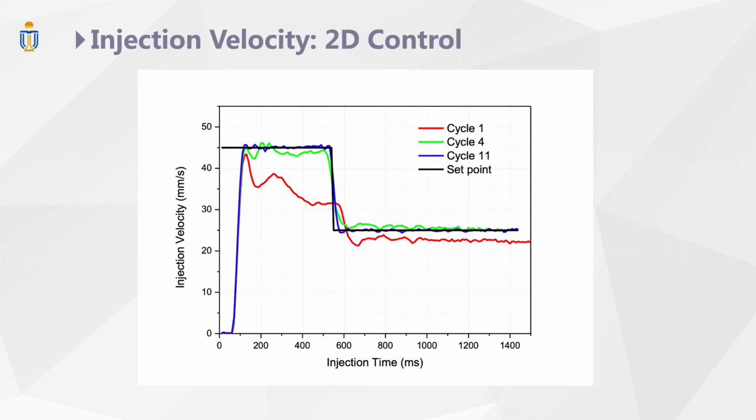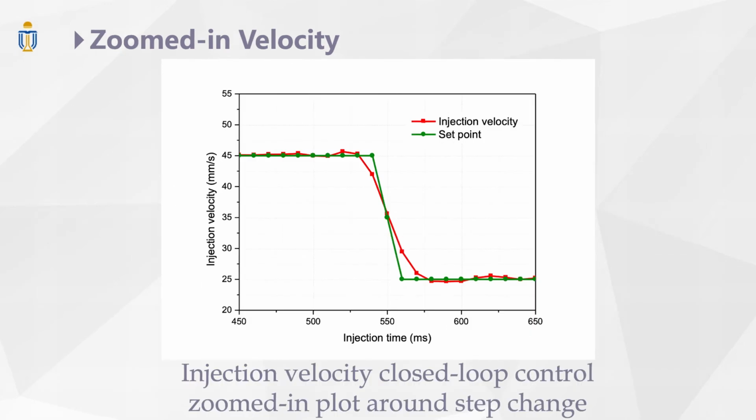As you can see, in the first cycle we have nothing to learn, so the control performance is very poor. In future cycles, the performance improves. Here you can see at cycle 11, we have almost perfect control despite this very slow valve. If we zoom in on the velocity responses around the step changes, you can see the velocity is followed very tightly.